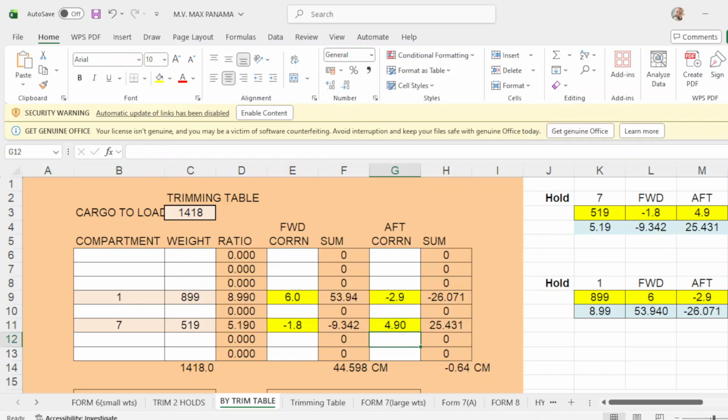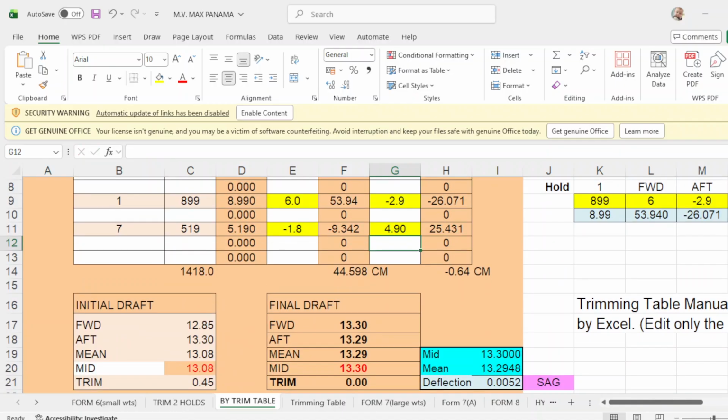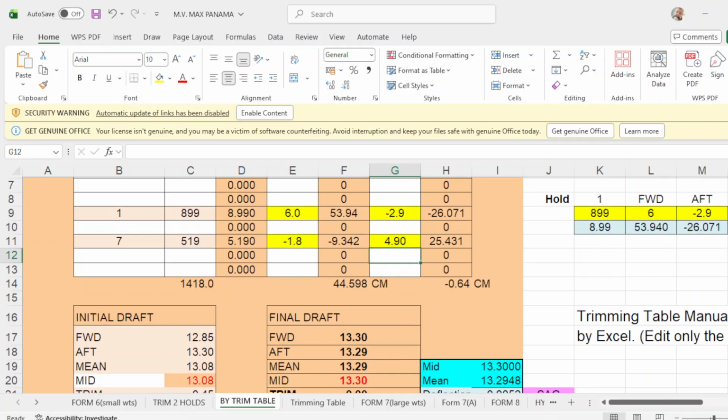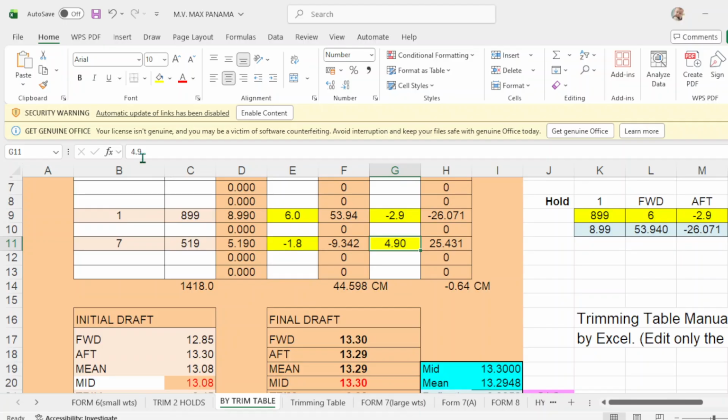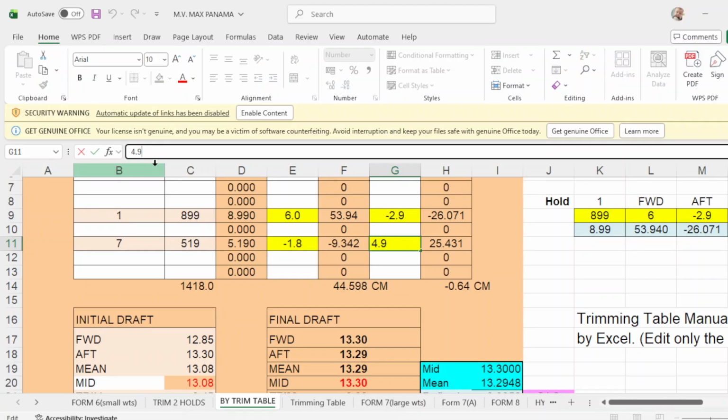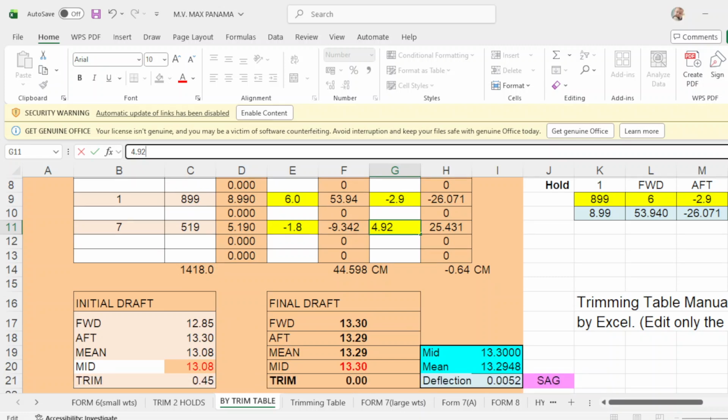And now you will see your departure draft will be, your aft draft is 13.29 and your mid is 13.29 and your mean is 13.30, 0 trim. But we will adjust this aft. So from here, this is your aft correction of number 7. We'll adjust this one. What happens if we put, let's say 1, increase it, or make it 2? Take note of your aft draft and your trim. So press enter.